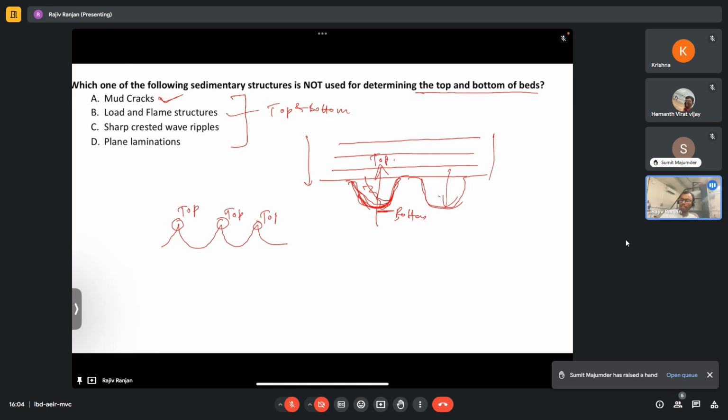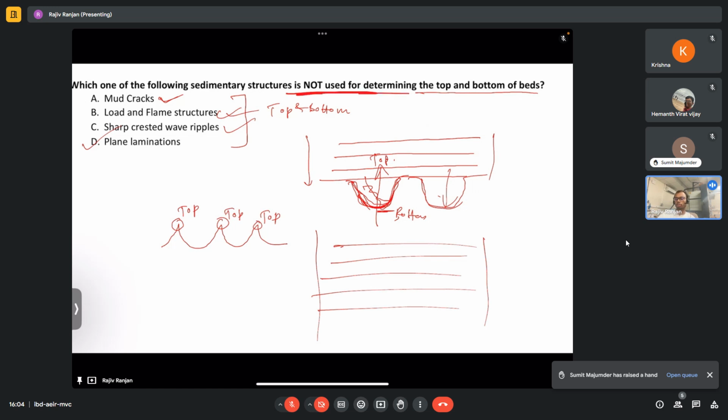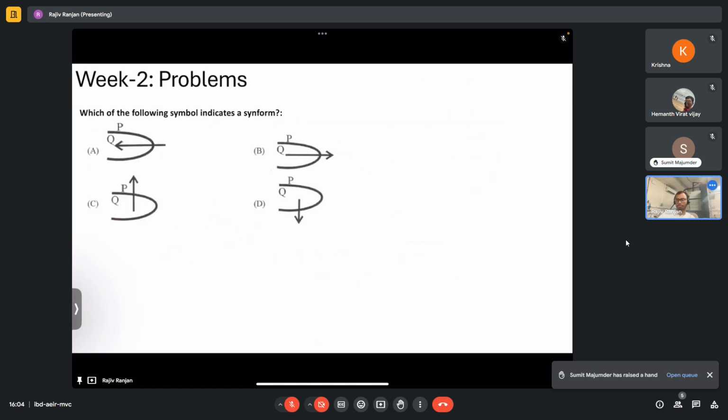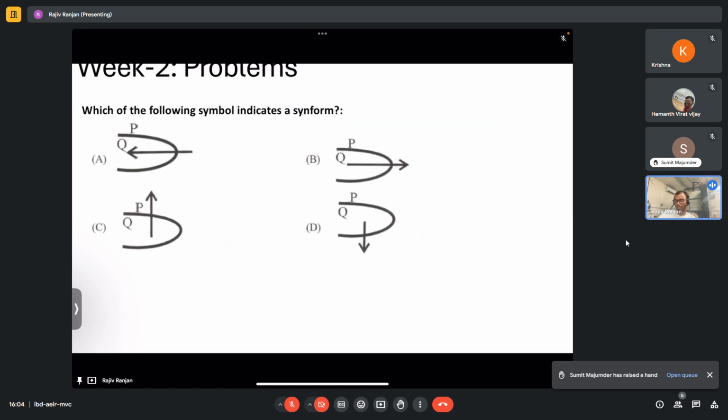Mud cracks, we learned, give us top and bottom. This gives us top and bottom. This is something called plane laminations. You can see here, with this you cannot tell the younging direction. So that is why option D is correct, because the question asks which is not used for determining the top and bottom of the beds.